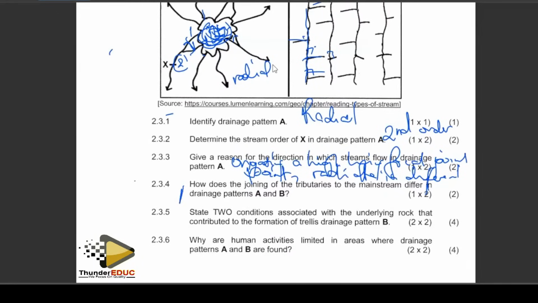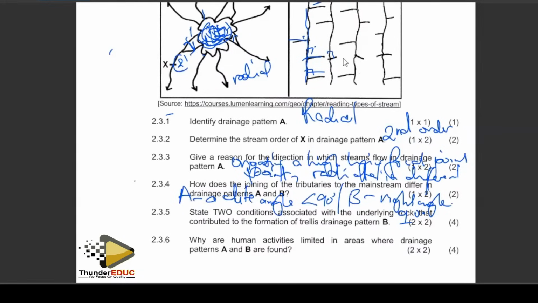So in A, the tributaries join at acute angles. Acute angles, which means an angle less than 90 degrees. And in B, they are joining at right angles. And the right angle, meaning to say, is 90 degrees. That's the difference there. State 2 conditions that are associated with the underlying rocks that contributed to the formation of trellis in pattern B. Where does trellis pattern form?